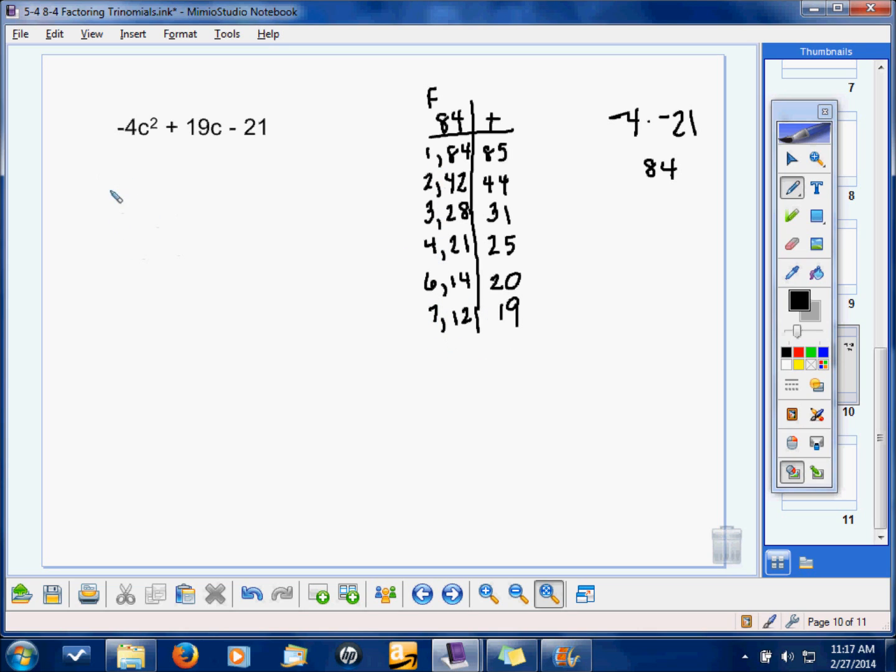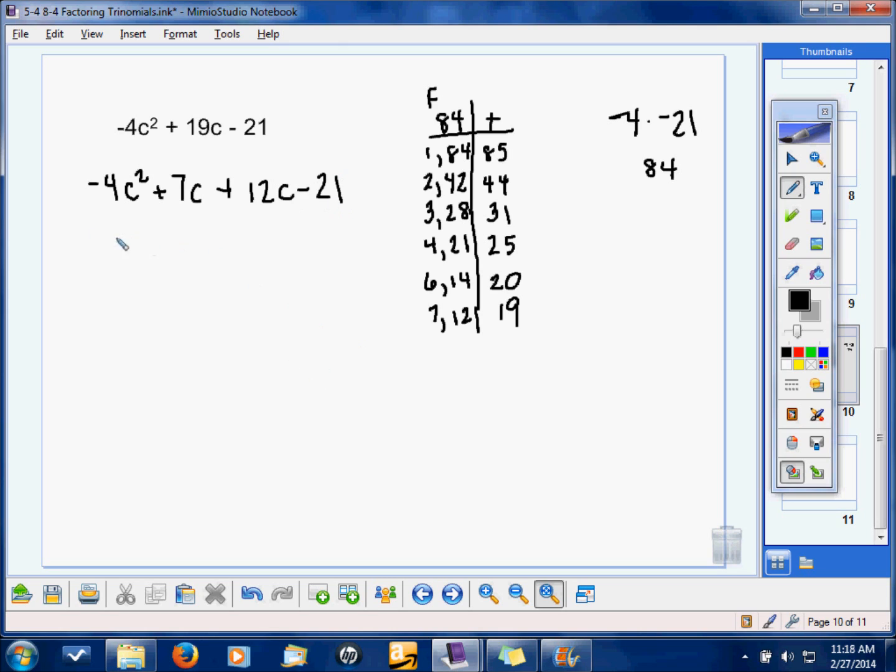All right, so now we need to break this down into its parts. We need to take 4c squared. What do I do with the 7 and 12? You separate it: plus 7c plus 12. It's all right, it'll still work. Minus 21.